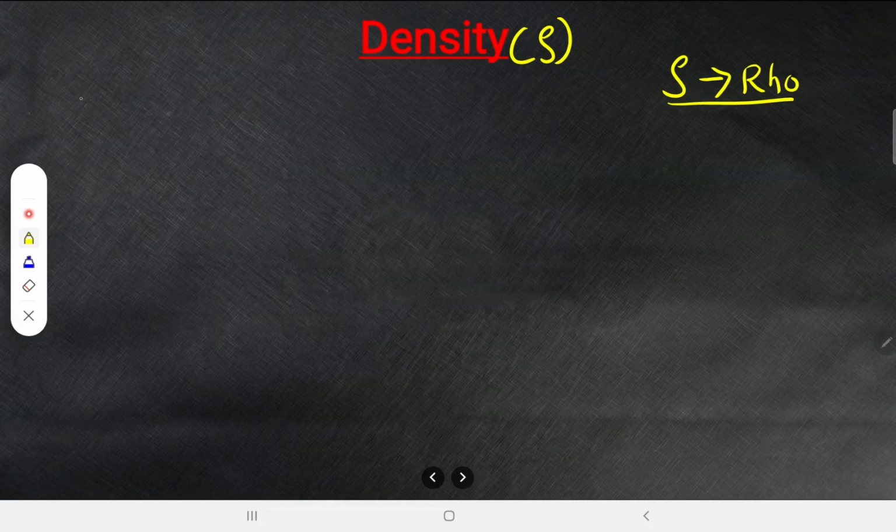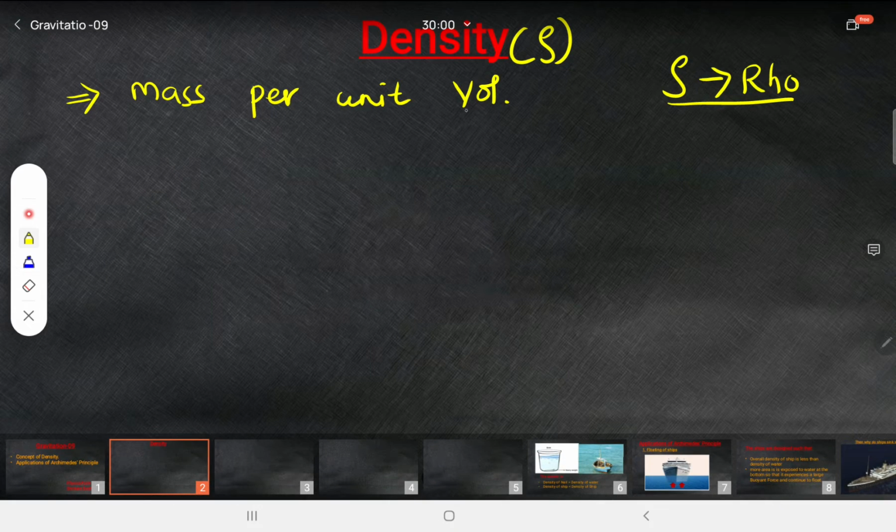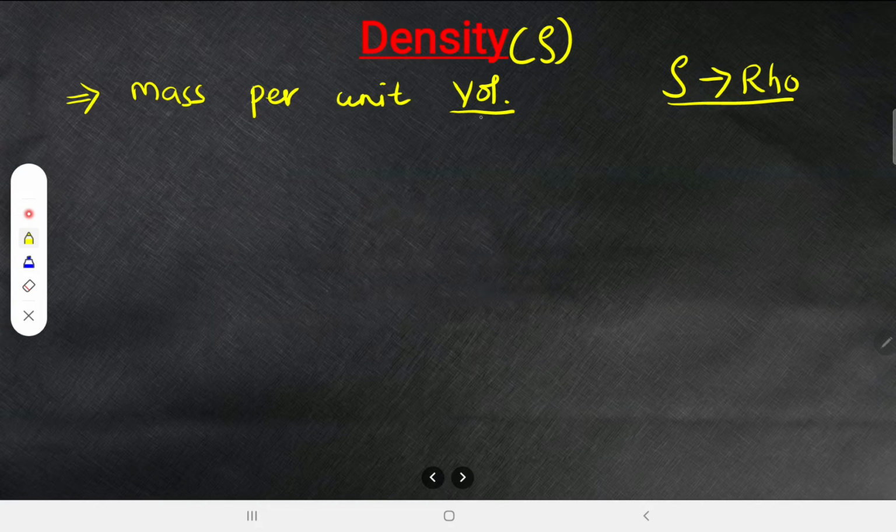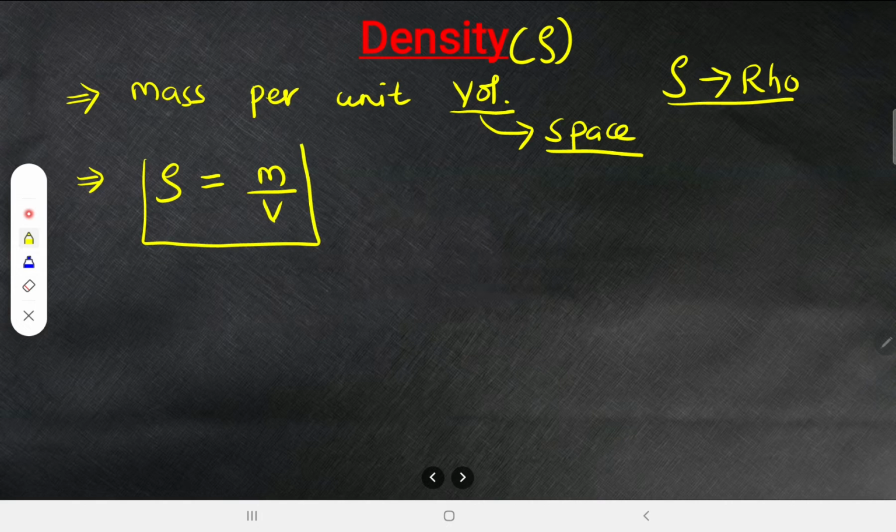So what is this density? Density has a very simple definition: mass per unit volume. Mass per unit volume is known as density. Now you must be wondering, what is this volume? The meaning of volume is how much space is available. How much space is available, that is what is known as volume. So the simple definition you can write: rho is equal to mass divided by volume. This is the formula for that.